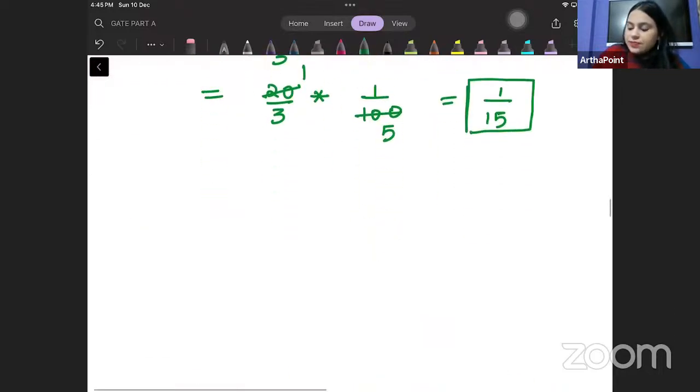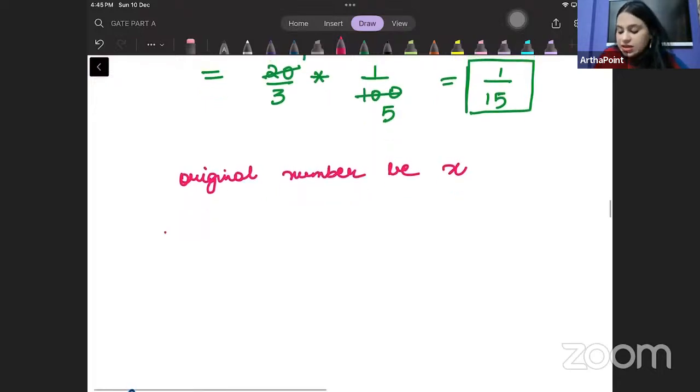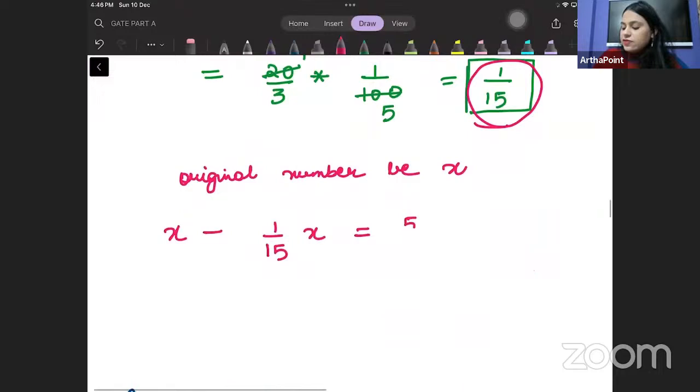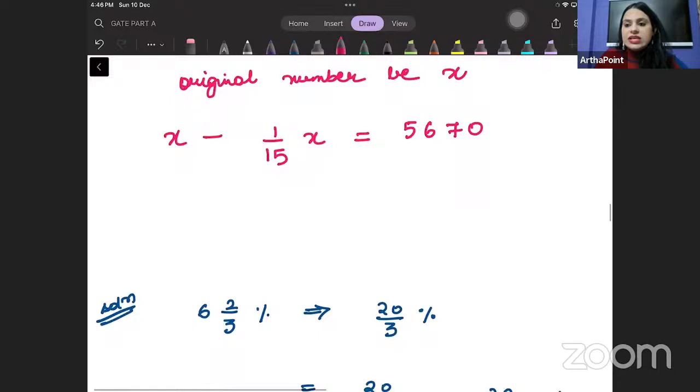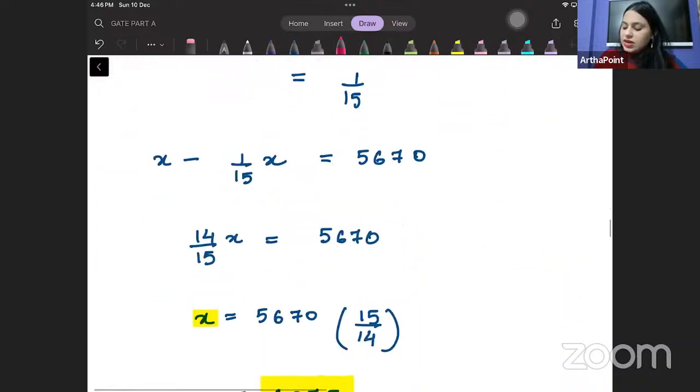So beta we will say let the original number be x. जब इस x में से हमने 1/15 x को subtract किया, then it says that the answer is 5670. So beta this is x minus x by 15 is equal to 5670. So beta then you can solve.